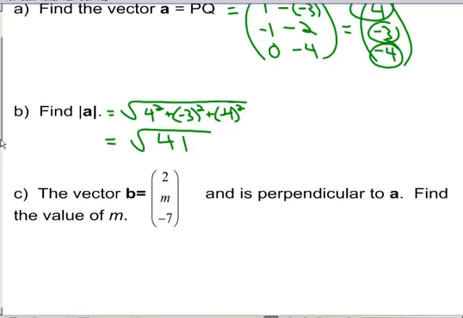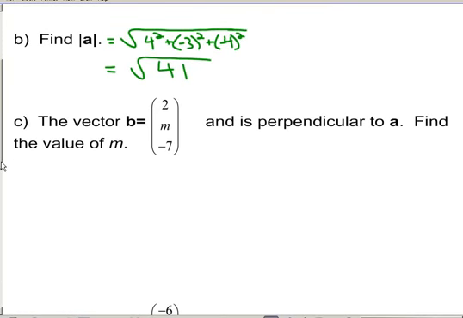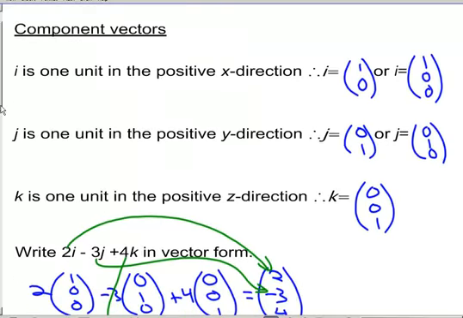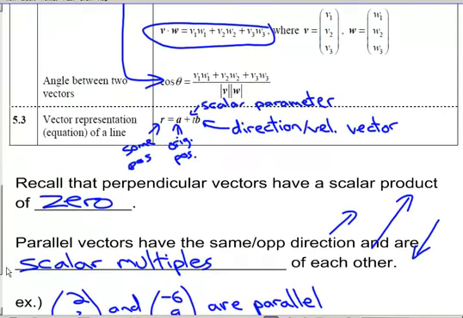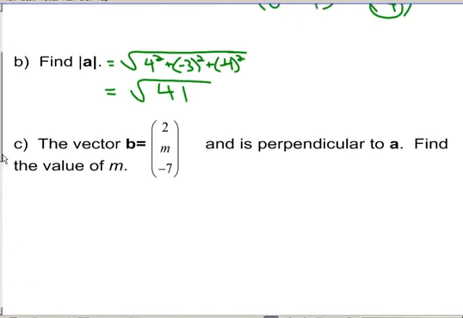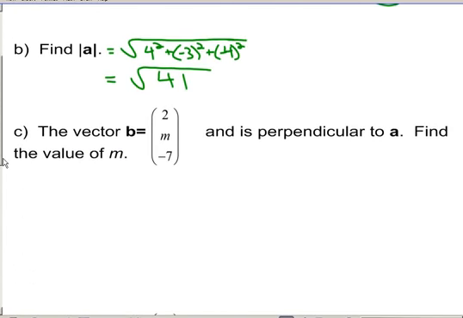All right. The vector B is perpendicular to A. So what does that mean? Well, let's check what we found on the last slide. Recall that perpendicular vectors have a scalar product of 0. So if these are perpendicular, then their scalar product, or dot product, equals 0.